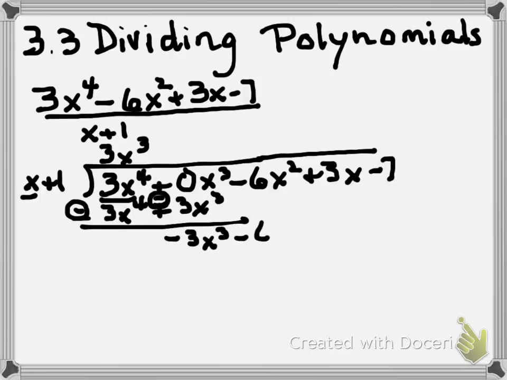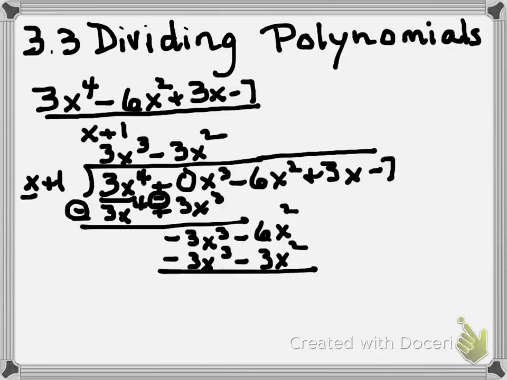Bring down the next term, negative 6x squared. Negative 3x cubed divided by x is negative 3x squared. Negative 3x squared times x is negative 3x cubed. And negative 3x squared times 1 is negative 3x squared. Change the signs of the second polynomial. And we have a negative 3x cubed and a positive 3x cubed is 0, negative 6x squared and a positive 3x squared is negative 3x squared.